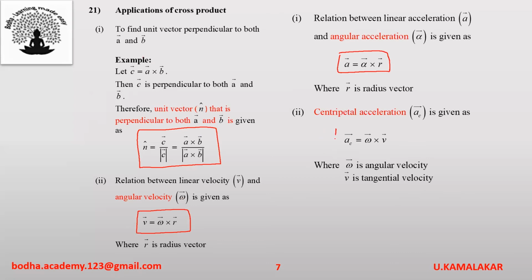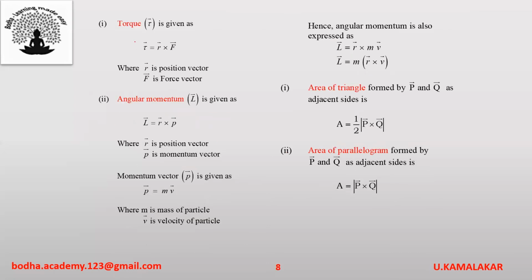Centripetal acceleration is given as a bar equals omega bar cross v bar. Torque is given as tau bar equals r bar cross F bar. Angular momentum is given as L bar equals R bar cross P bar, where momentum vector P bar equals M into V bar, where M is mass of particle and V is velocity of particle. Hence, angular momentum is also expressed as L bar equals M into R bar cross V bar.